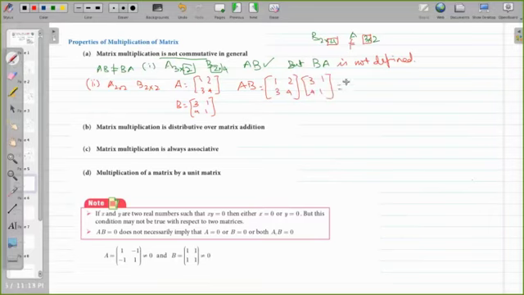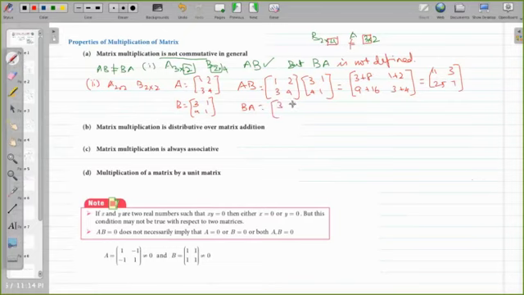I multiply, children. Just now we studied the multiplication. 1 into 3, 3, 2 into 4, 8. 1 into 1, 1, 2 into 1, 2. Then 3 into 3, 9, 4 into 4, 16. 3 into 1, 3, 4 into 1, 4. Okay, children, I got this one. So the answer I'm getting, you know what it is? 11, 3, 25, 7. Okay, now I find BA.